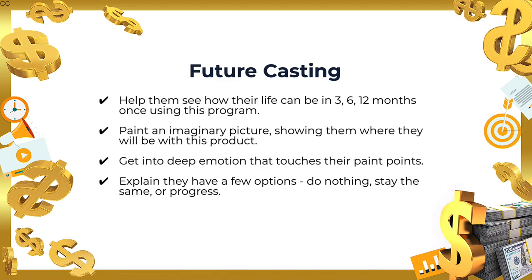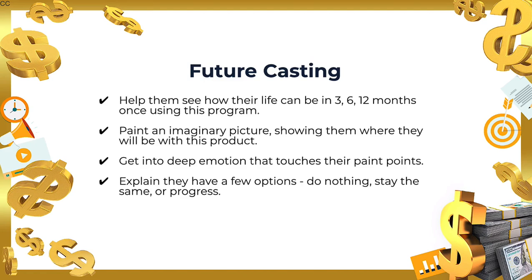And then just explain they have a few options, okay? So they can either do nothing, stay the same, and re-emphasize basically how bad their life will be with those pains if they do that. Or they can progress, and their life can change. So the 3 options are do nothing and get worse, do nothing and stay the same if you're lucky, or progress. Most of the time stuff gets worse, right?